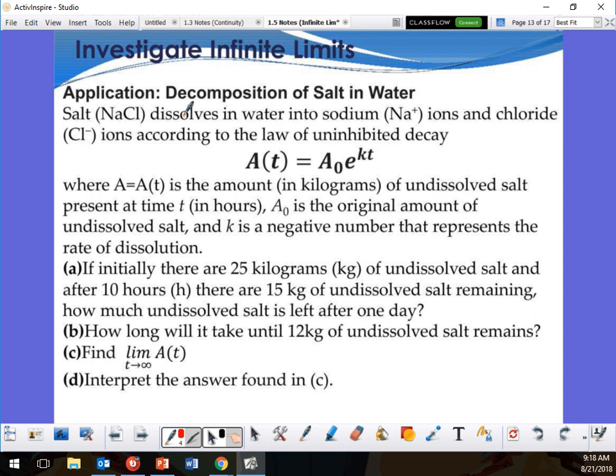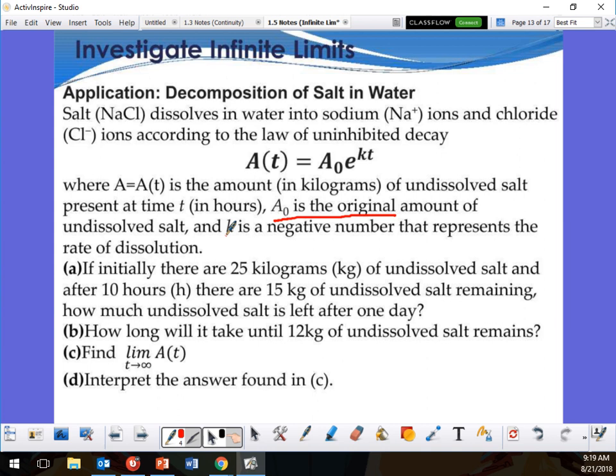Okay, application: decomposition of salt in water. So, chloride, sodium, and decay. Here's the decay rate that we're going to use. What's A sub naught? The original amount. You guys probably have had chemistry, right? Something like that.